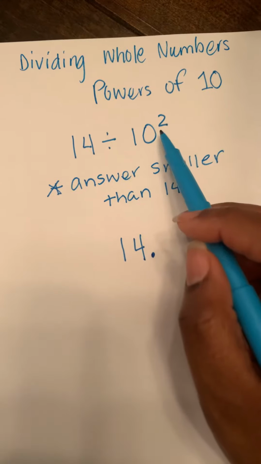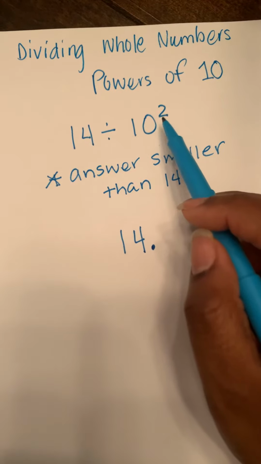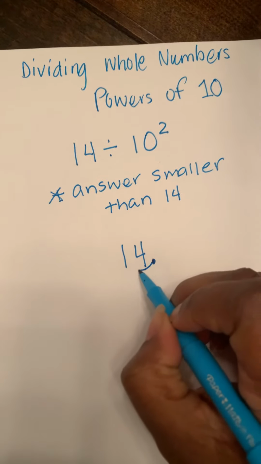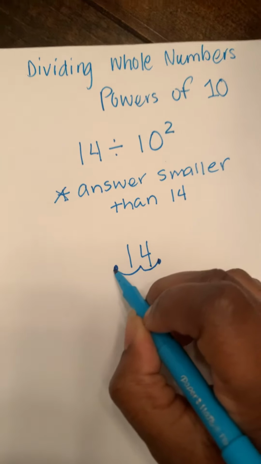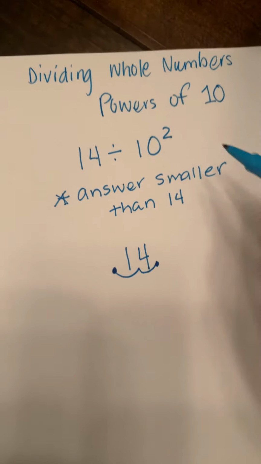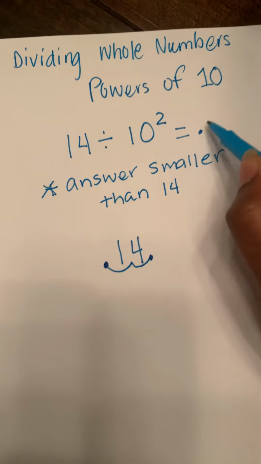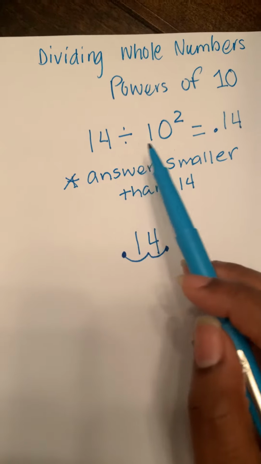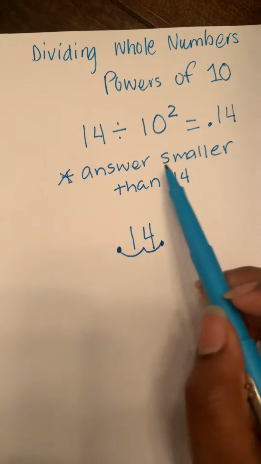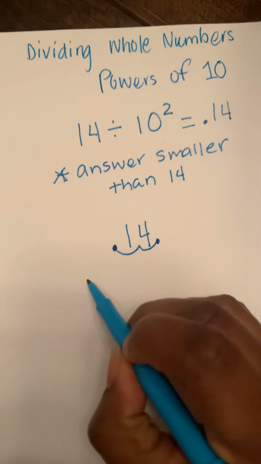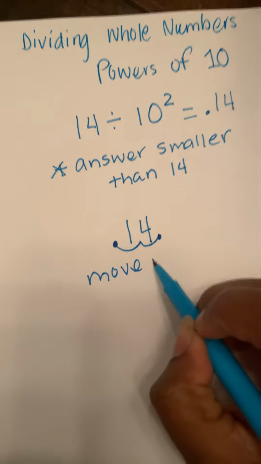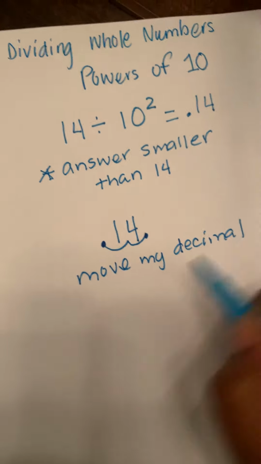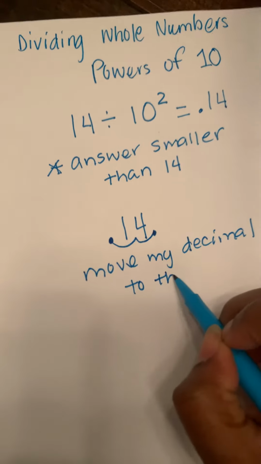So I look at my exponent. How many times do I move my decimal? 2 times. So I go 1, 2. Now here's my decimal. So my answer is decimal 1 4. So remember, when we are dividing by a power of 10, my answer gets smaller and I move my decimal to the left.